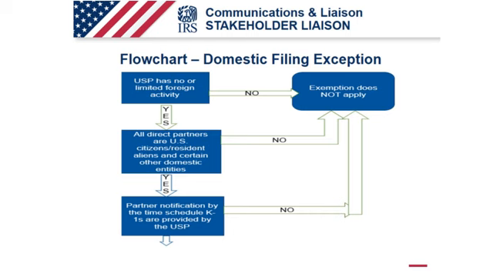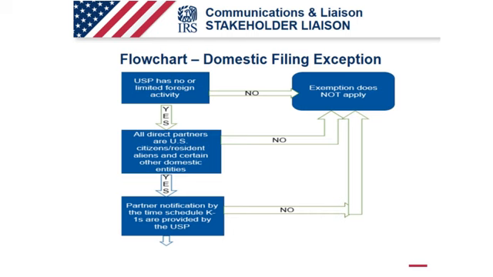However, this means that you as the partner or S corporation shareholder will not be receiving the Schedule K-3. And later on, we will explain why you may want to request Schedule K-3 nonetheless, even if the pass-through entity qualifies for this exception.